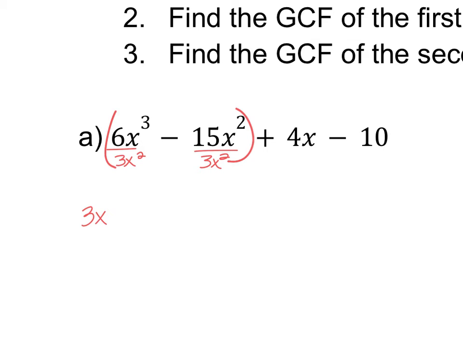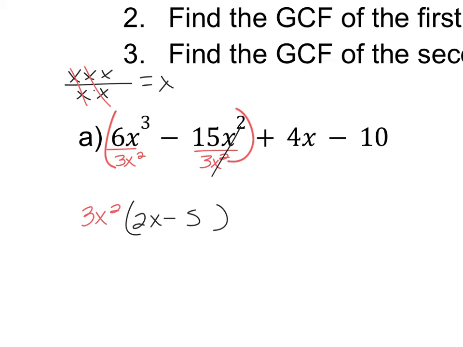Okay, so I'm doing 3x squared. And then I'm going to start my parentheses. 6x to the third divided by 3x squared would be 2. And then x to the third divided by x squared is x. So remember your rules from Algebra 1. If you have 3 x's on top and 2 on bottom, 2 of them cancel and you're left with just x. Okay, and then minus 15x squared, the x squareds cancel and that would just be minus 5.